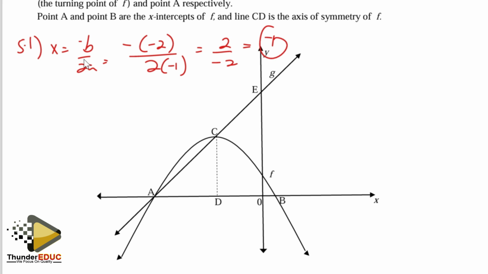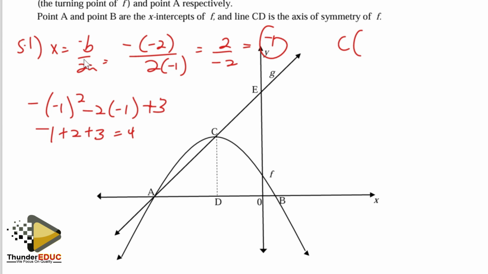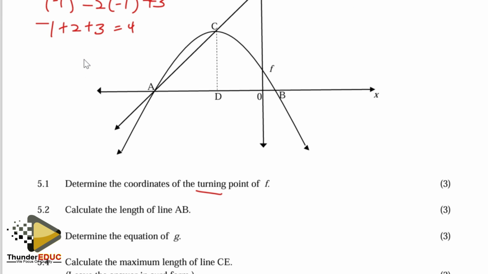Then I have to substitute this negative 1 back here. So negative into negative 1 squared minus 2 into negative 1 plus 3. So that gets negative 1 plus 2 plus 3, which becomes 4. So my turning point, which is C, is going to be -1 and 4. All right. Then 5.2, they want the length of AB.